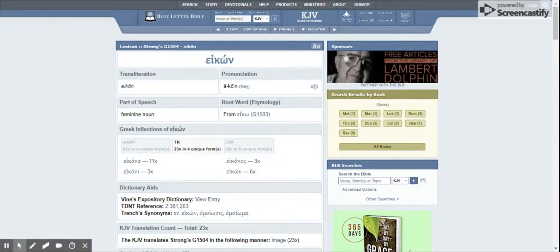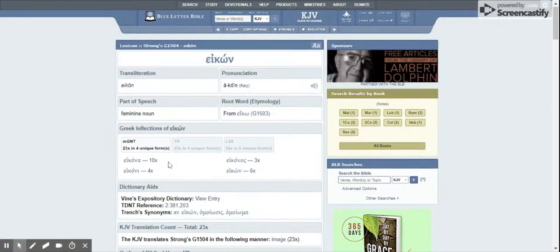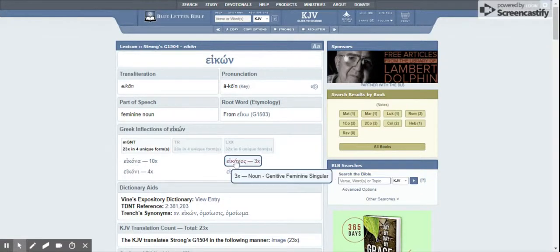This gives you different Greek inflections. So in Greek, words change the way that they're written based on how they're used in the sentence. So if it's used as a direct object, it's going to be accusative. If it's used as a noun, it's going to be a nominative, and so on. These are dative and genitive. But you can come here to, this is the morphological Greek New Testament, so you can search the word based on how it's inflected.